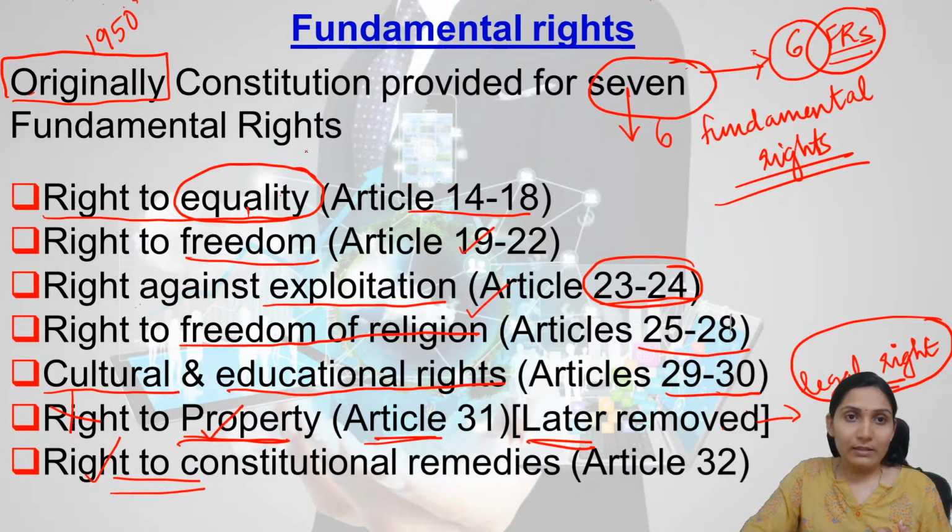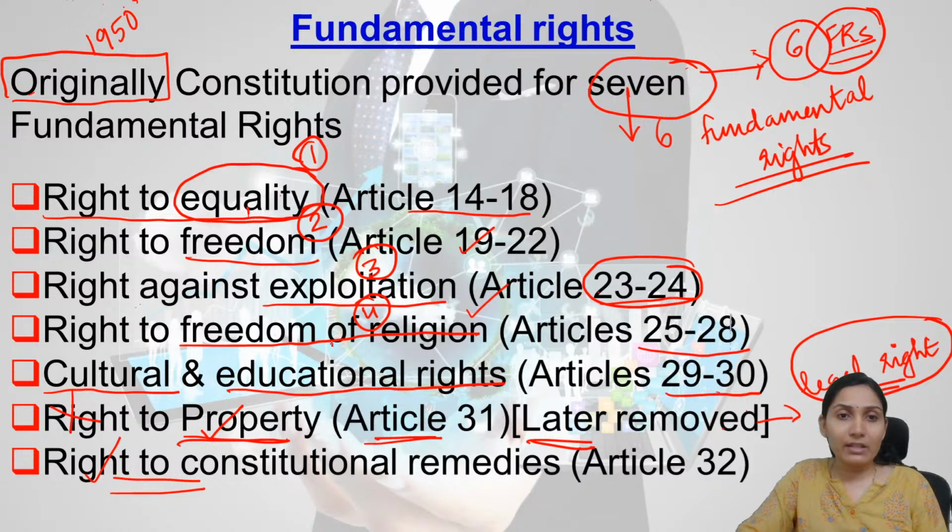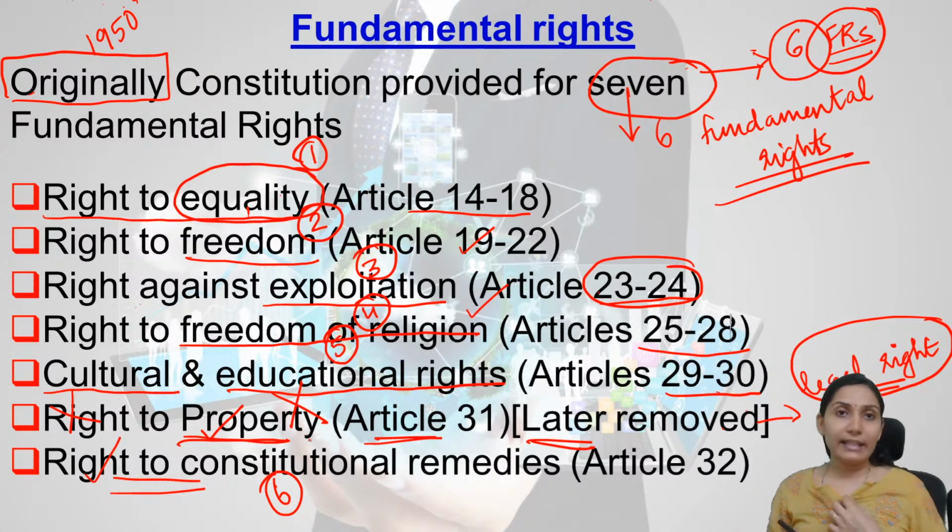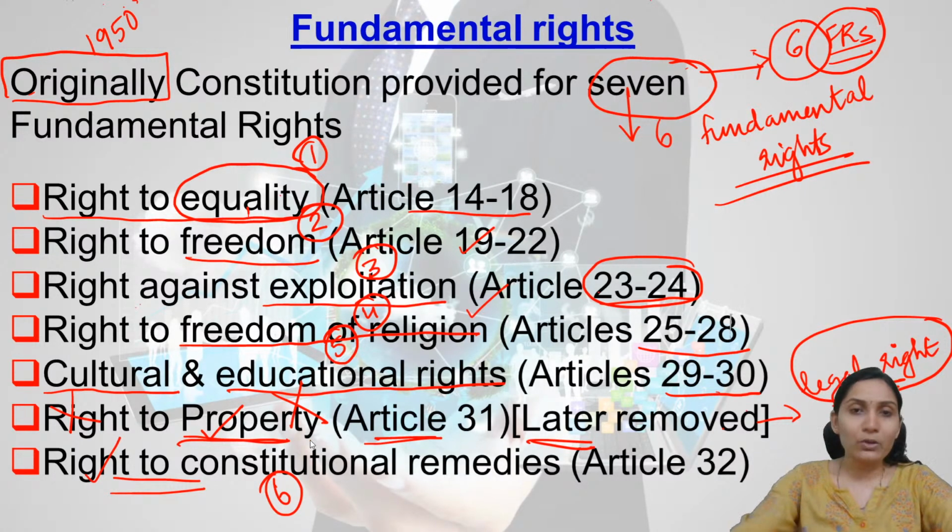The 6 fundamental rights that we have now: first one is right to equality. We will discuss each of them, so I am not discussing all that now. Second one, right to freedom. Third one is right against exploitation. Fourth one is right to freedom of religion. The fifth one is cultural and educational rights, and the sixth one is right to constitutional remedies. So right to property is now not a fundamental right, it is only a legal right. I hope you got it.